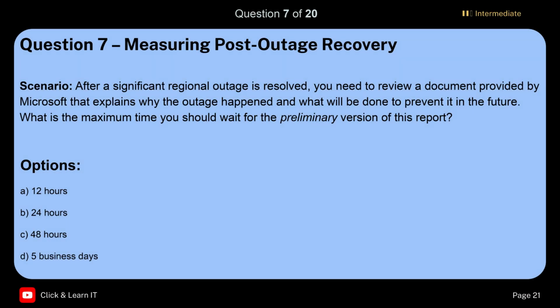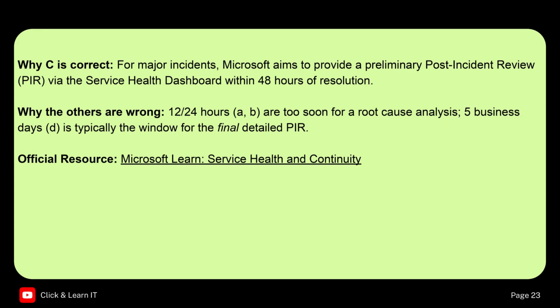Question 7. After a major regional outage is resolved, what is the maximum time you should wait for the preliminary post-incident review or PIR document from Microsoft? The correct answer is C, 48 hours. Microsoft aims to provide a preliminary PIR via the Service Health Dashboard within 48 hours of a major incident resolution.